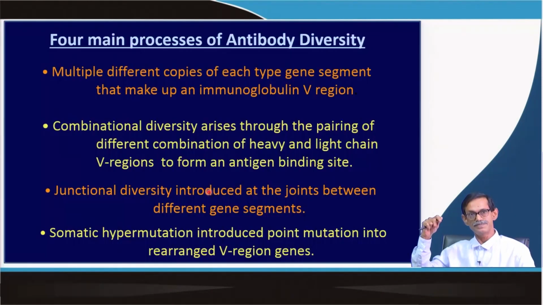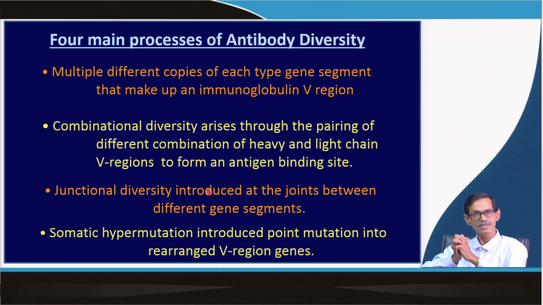So, in summary, there are 4 main processes of antibody diversity. Whatever we have discussed so far, the 4 main processes of antibody diversity. First, multiple different copies of each type of gene segment.